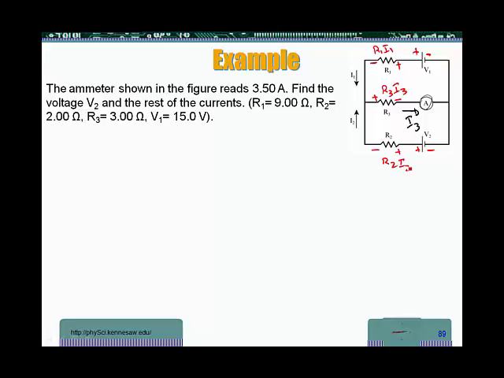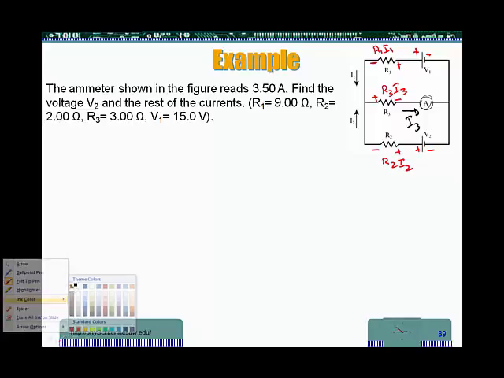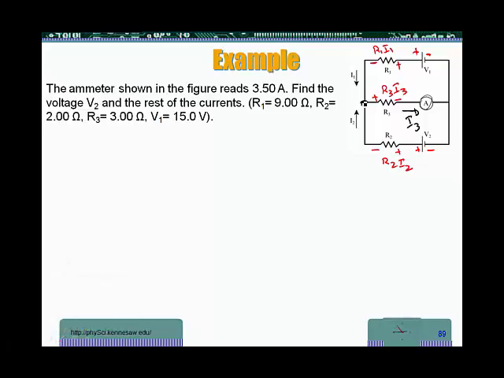We write the Kirchhoff's equations. I'm going to start with the junction rule. Okay, I'm going to switch colors. I'm going to use this junction. The incoming currents in this case are I1 and I2. And the outgoing is I3. So we write it as such.